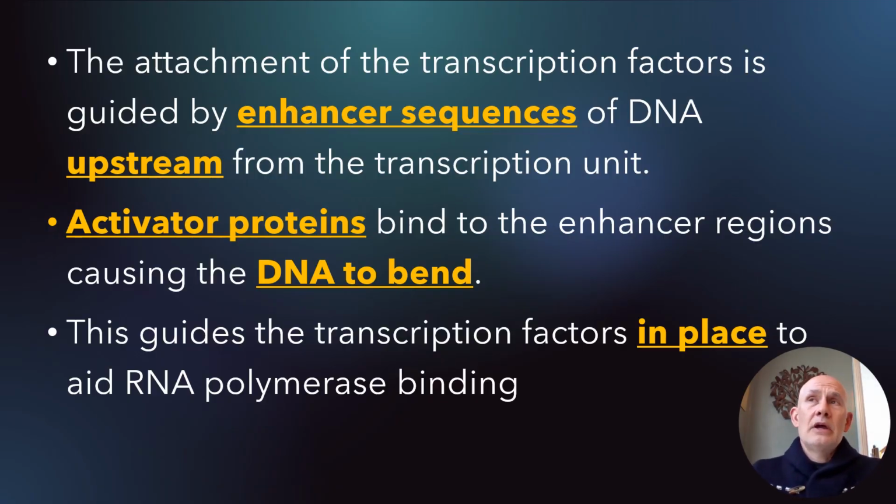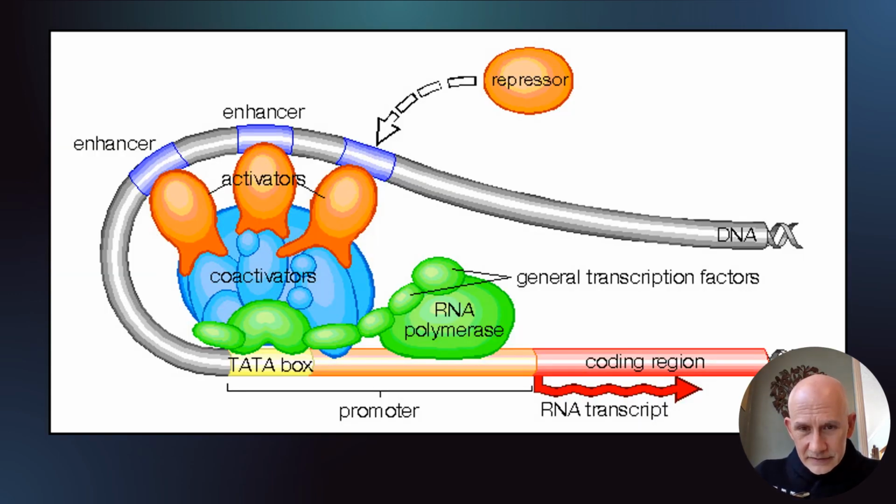This is helped by different enhancer sequences upstream from the DNA, which are activated by proteins. And then these activated enhancer sequences guide in the transcription factors. So we need proteins to bind the DNA to help bring in the transcription factors, to help bring in the RNA polymerase so that it can do its job and make RNA. So it's super complicated. So this is, again, our transcription unit right here.